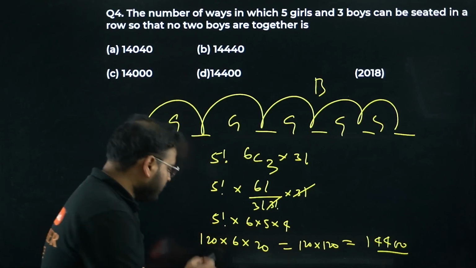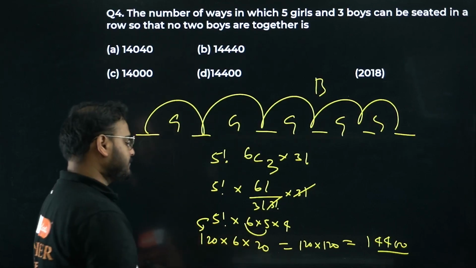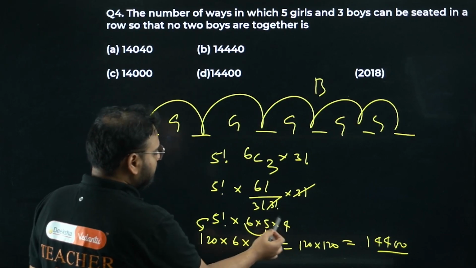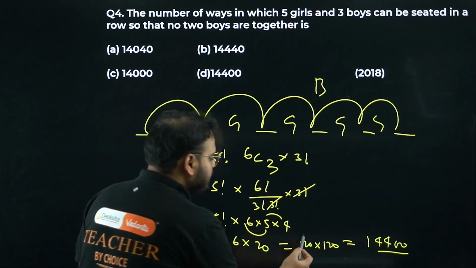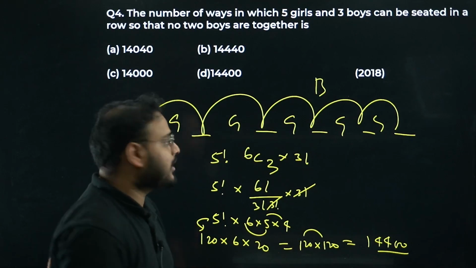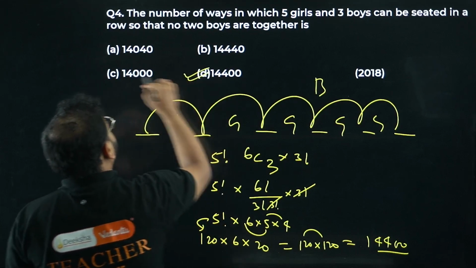5 factorial is 120, and 6 into 5, sorry, 5 into 4 is 20. So I get 20 into 6 as 120 will become 144. 12 into 12 is 144. We have 2 zeros, so 14400. Answer is D. Please check.